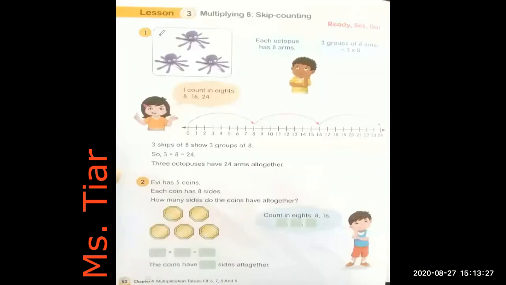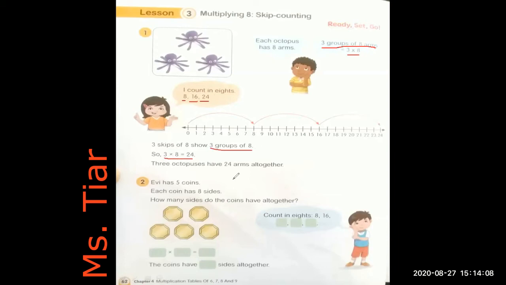Okay, look at this. Over here we have 3 octopuses and each octopus has 8 arms. So over here we have 1, 2, 3 groups of 8 arms. In other words, this is like 3 times 8. So if I count in 8s, we get 8. This is 1 eight, and then 2 eights, 16, and then 3 eights, 24. So 3 skips of 8 show 3 groups of 8. In other words, we say 3 times 8, you get 24. Do you understand?